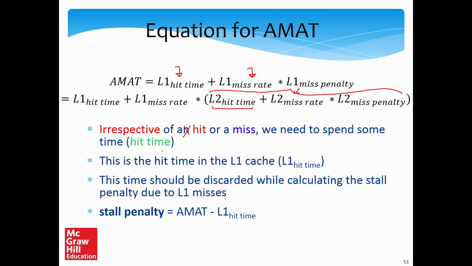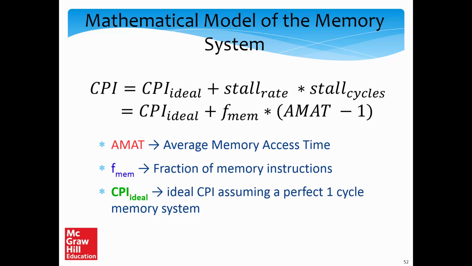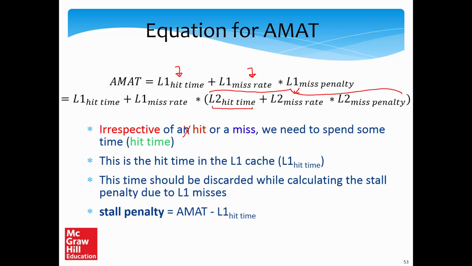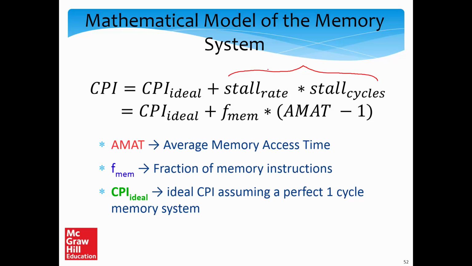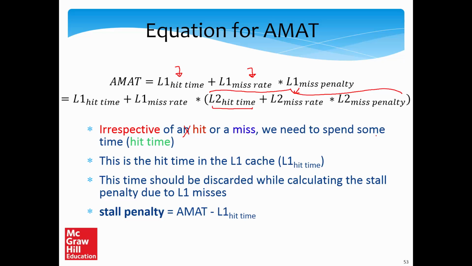When we are computing the stall penalty, which is the quantity in the previous equation, I'm sorry, it's not that quantity, it is this quantity. This quantity will be the average memory access time minus the L1 hit time.